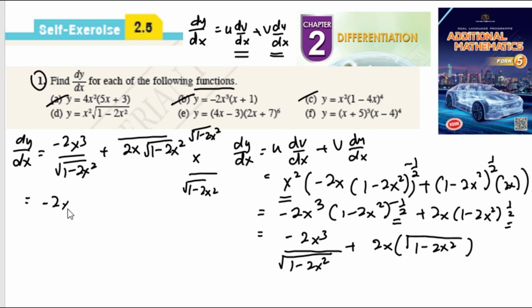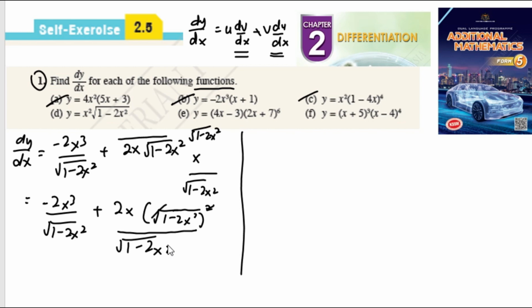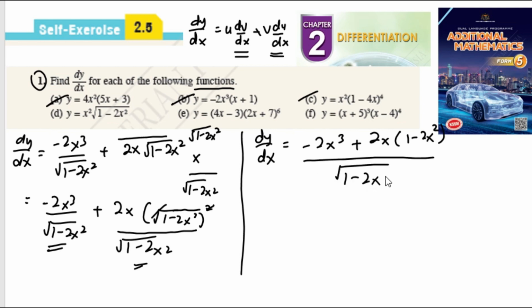So here you have negative 2x cubed over the square root of 1 minus 2x squared, plus, when you multiply this one, you get 2x. This one and this one become 1 minus 2x squared divided by 1 minus 2x squared. So you see here, the square root and the square can be cut off. Now you see the denominator is equal, so you can combine. So dy over dx is negative 2x cubed plus 2x times 1 minus 2x squared, divided by the square root of 1 minus 2x squared.